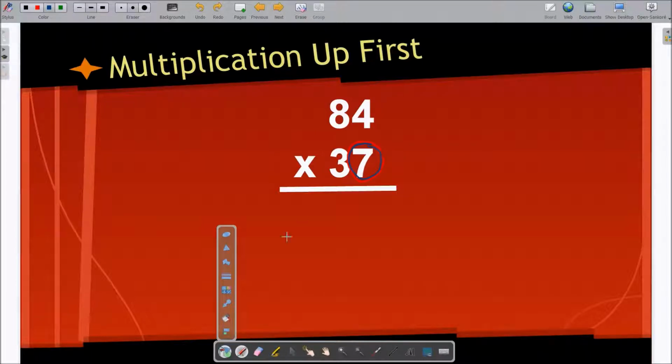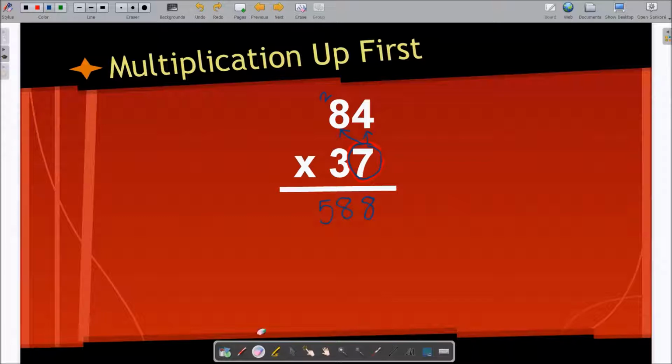I need to start with the first number. Let's get rid of this. And you're going to multiply it first by the number in the ones place, and then by the first number, the one in the tens place. So 7 times 4 is 28. I put the 8 down here, and I carry the 2. And then 7 times 8 is 56. Then I add this 2, and I get 58.